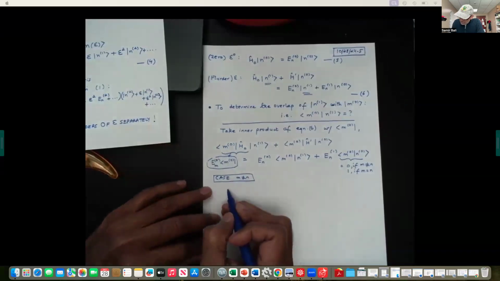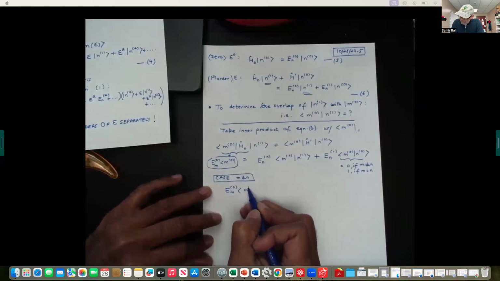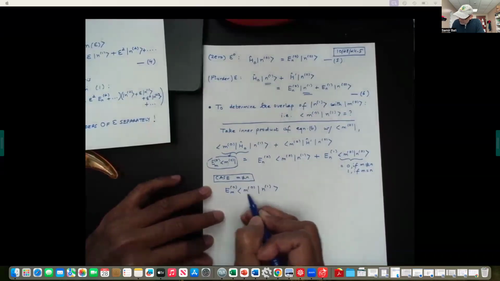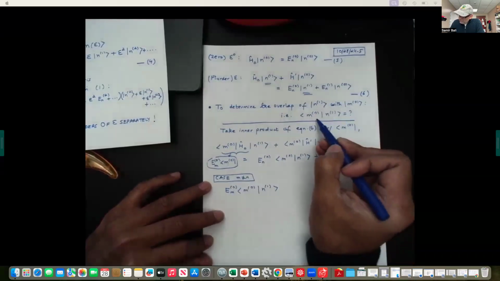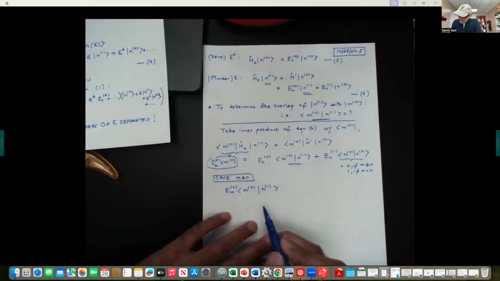So let's just use that here. So I have this M naught, and then I'm left with N1. And by the way, this is the overlap we're after, right? Okay. And it appears here also.